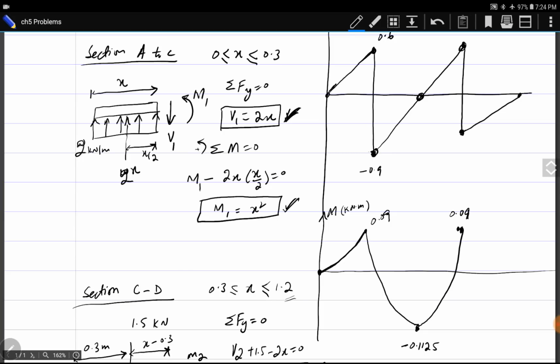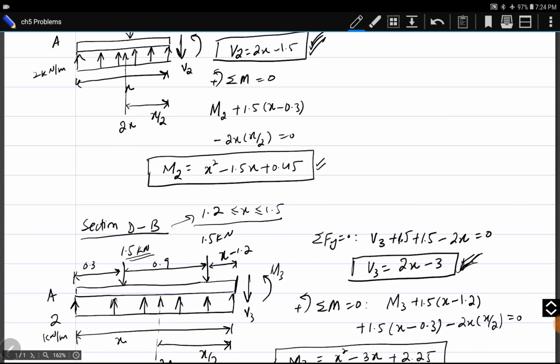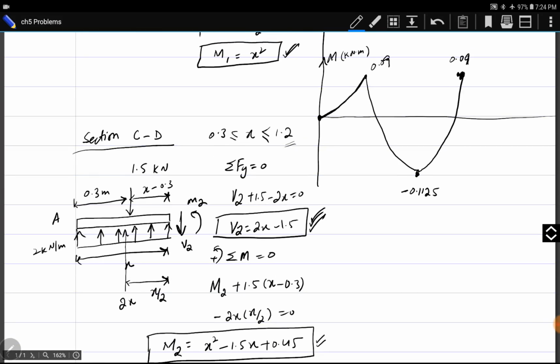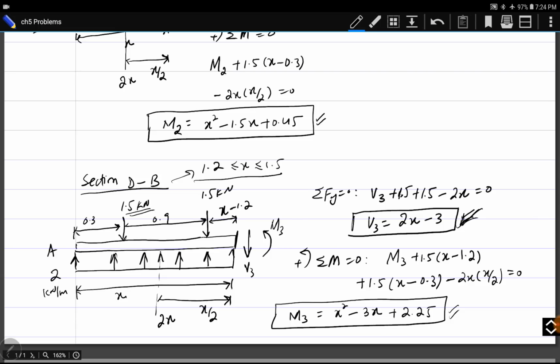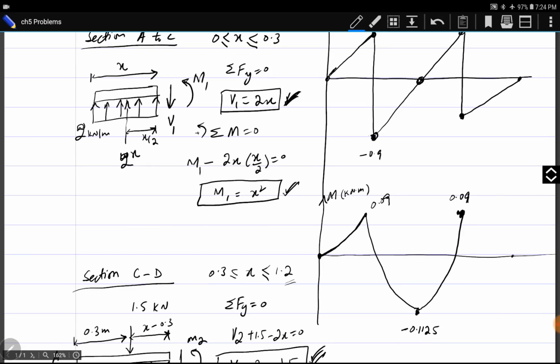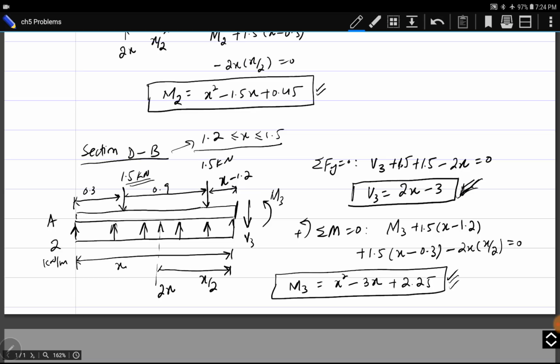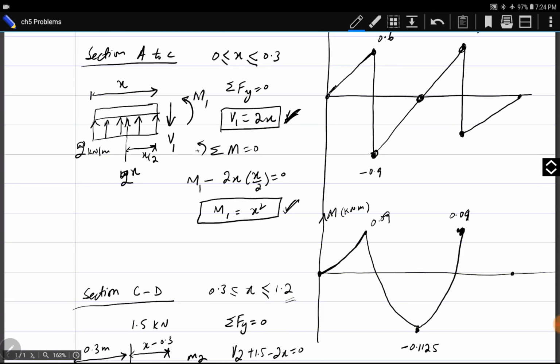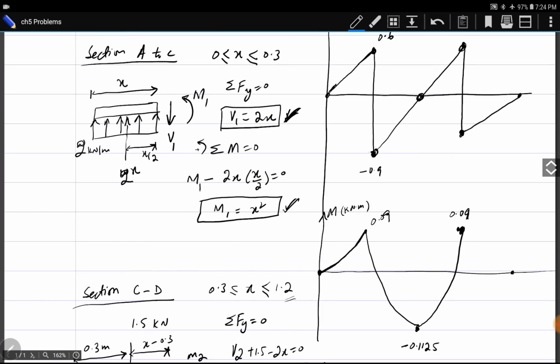Okay. And at the end, in the last section, if we put x equal to 1.2 in the expression of moment, it will be 0.09, which is the same point in this one. And if you put x equal to 1.5 in this expression, the moment will be 0. Here it is 0. Again, this is a quadratic expression. So we have to draw a quadratic curve. And again here, shear force diagram has an increasing slope, which will be a counterclockwise curve. This is bending moment diagram.